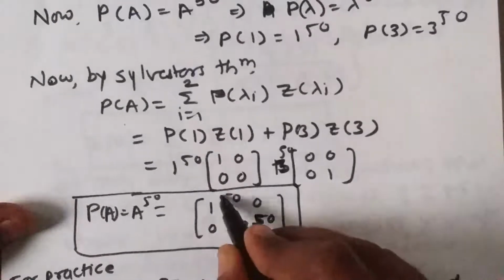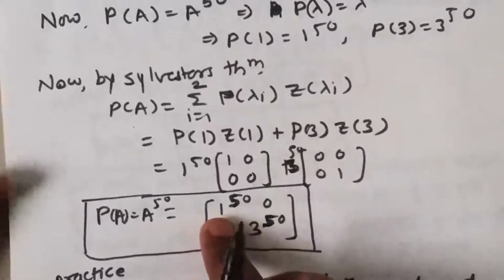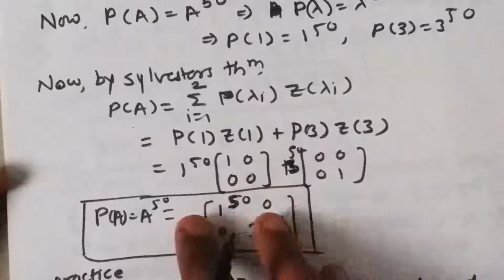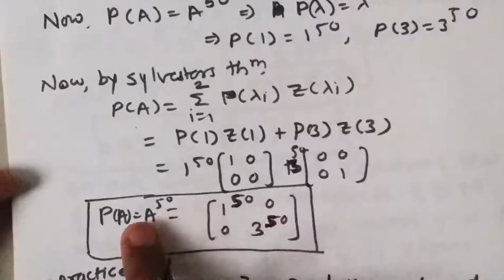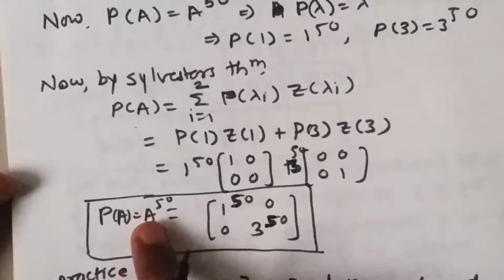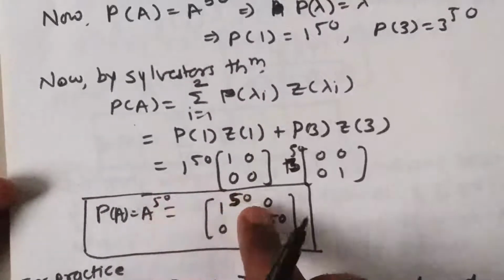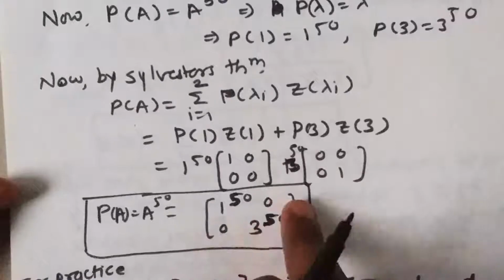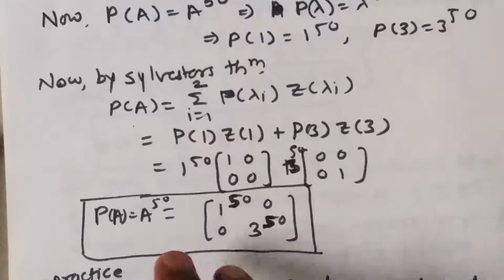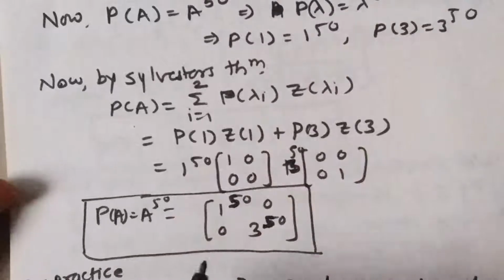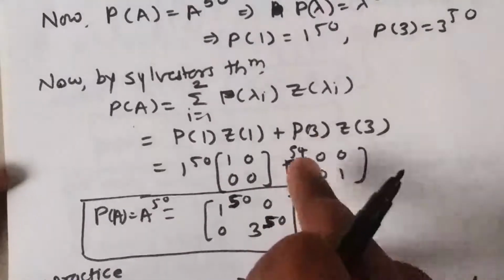Okay, I could have written here 1 raised to 50 as 1, but just for your understanding, I have written that as 1 raised to 50, so that you will understand it is the 50th power of A. Okay, so A raised to 50 is 1 raised to 50, 0, 0, 3 raised to 50. So this is how you can determine the value of P of A equal to A raised to 50 using Sylvester theorem. Now few more problems of this type we are going to do in coming lecture.